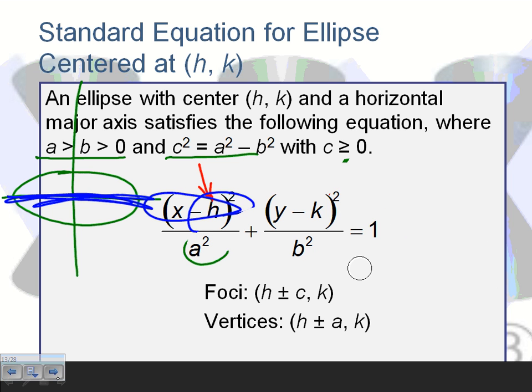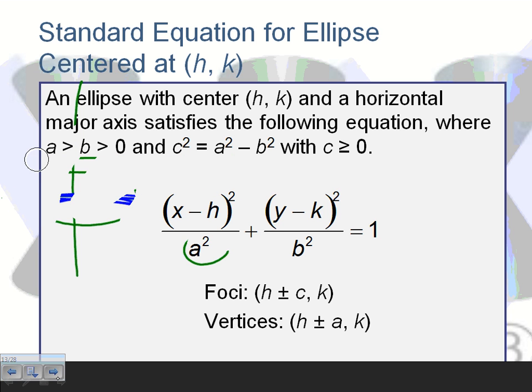So again, our h is going to move us left and right. Our k is going to move us up and down. But everything else from our previous ellipse equations is going to remain the same.